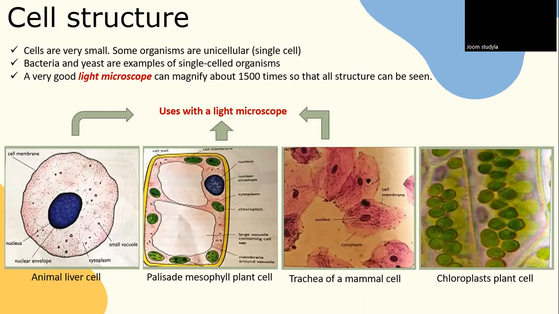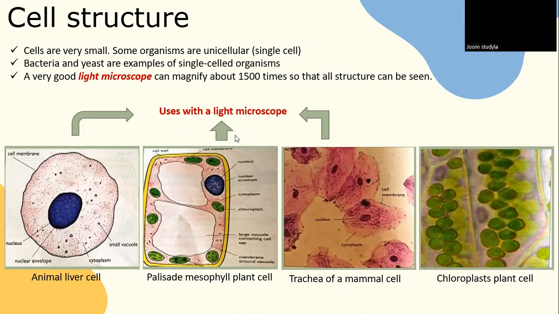And let's see about cell structure. Cell structures are very, very small. Some organisms are unicellular. Bacteria and yeast are examples of single-cell organisms. By using a light microscope, we can magnify about 1,500 times so that all structures can be seen.